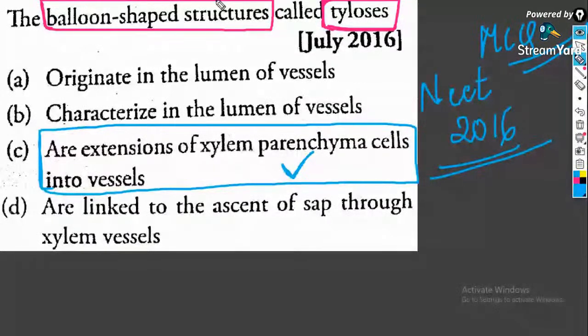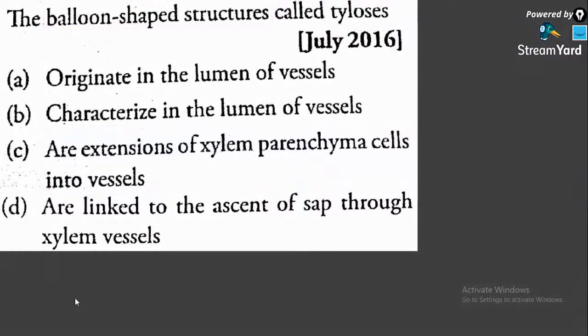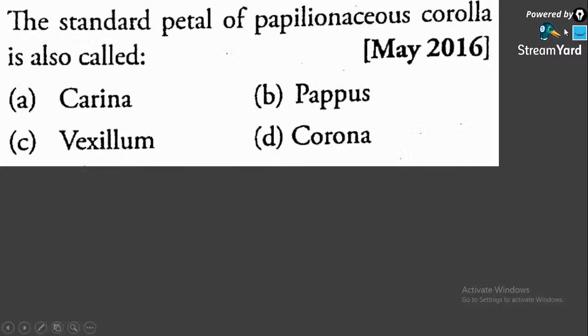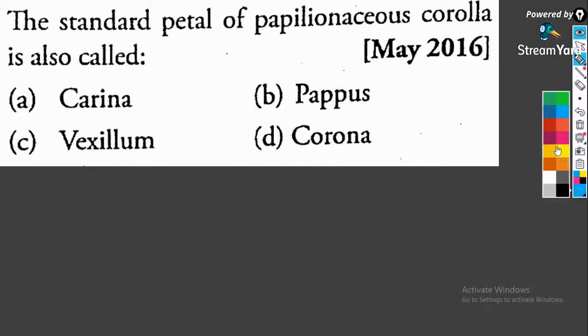They are the extensions of xylem parenchyma cells into the vessels. So option C will be the correct answer. Next question. Guys, simple question. Never ever go with this question wrong. Never lose this question.